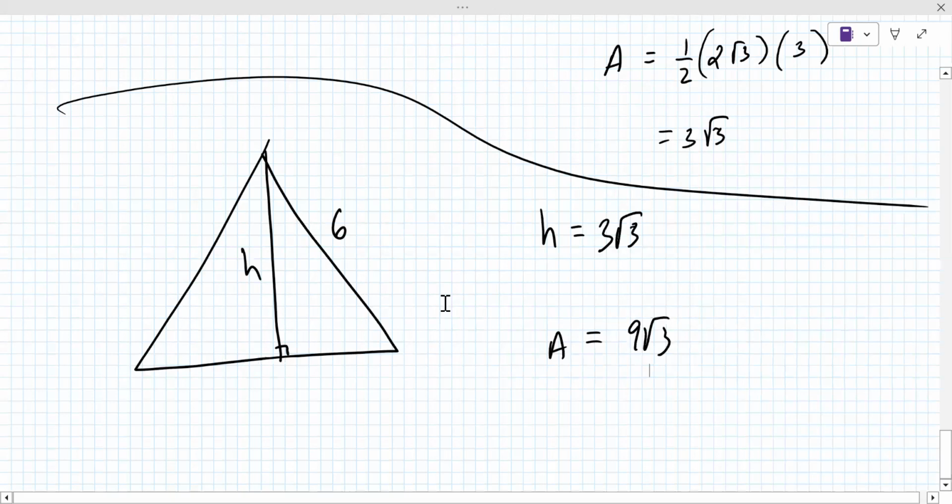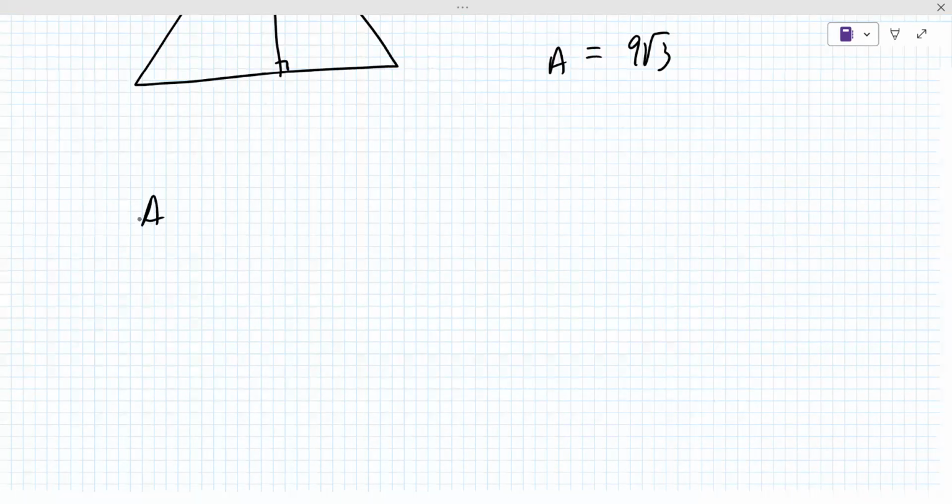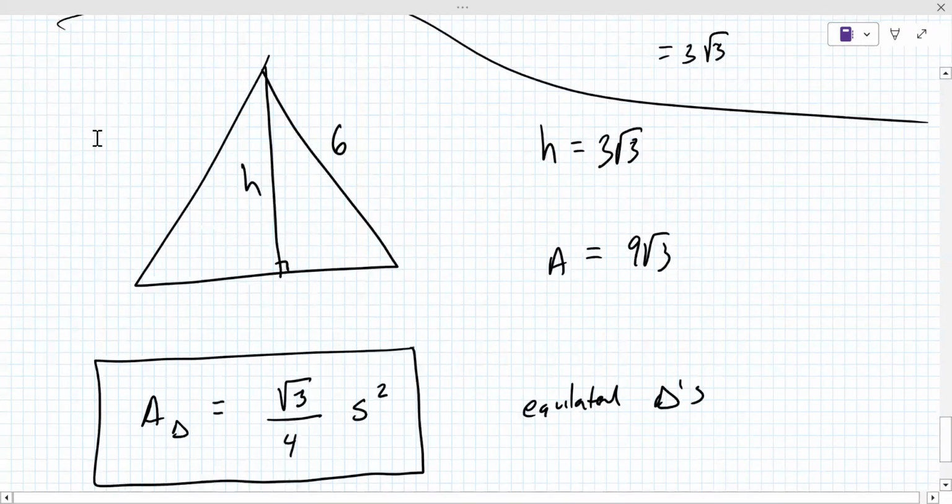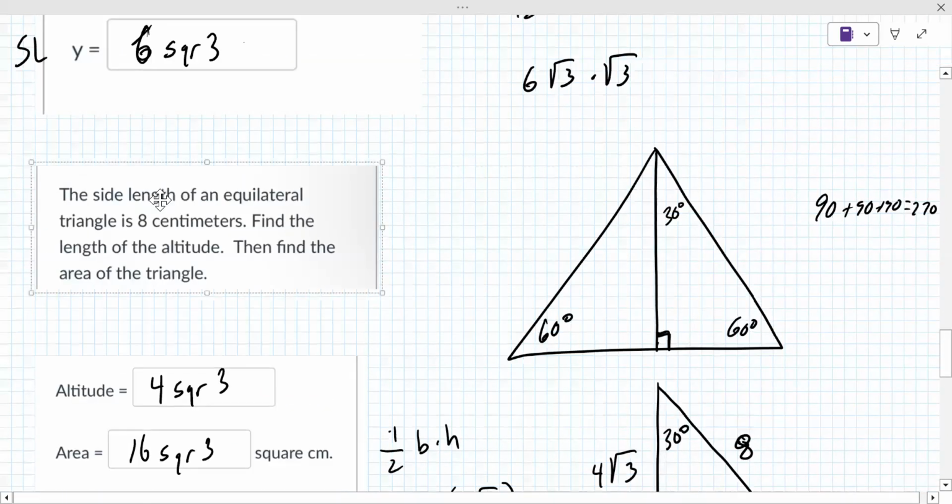So there's actually a formula here. Might as well give it to you now. There's a known formula for the area of an equilateral triangle, and it's the square root of 3 divided by 4 times the side length squared. This only works for equilateral triangles. Now, is it worth remembering? I couldn't say whether it is or not, but let's just look at it and see if it works for your problem up here.